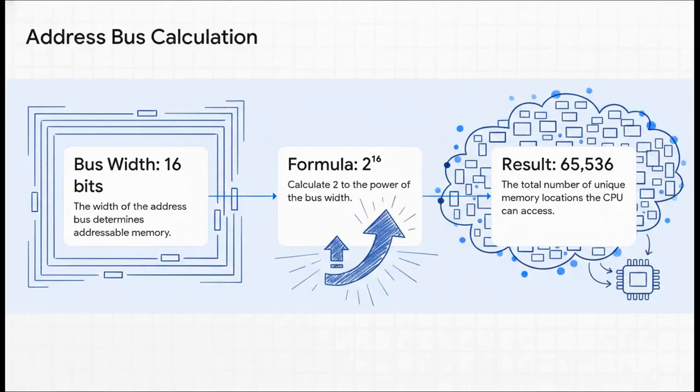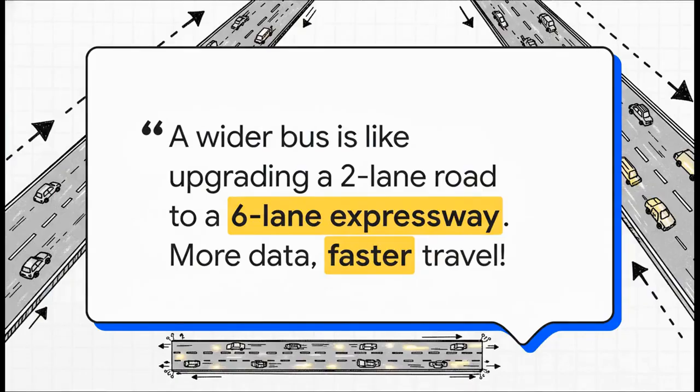Easy. Now, the width of the address bus is just as important. Why? Because it dictates how much memory the CPU can even see. So a 16-bit address bus can point to 2 to the power of 16 locations, which comes out to exactly 65,536 unique spots in memory. A wider address bus means the computer can handle a lot more RAM. And this analogy just hits the nail on the head. Making a bus wider is literally like upgrading a tiny 2-lane country road to a massive 6-lane expressway.